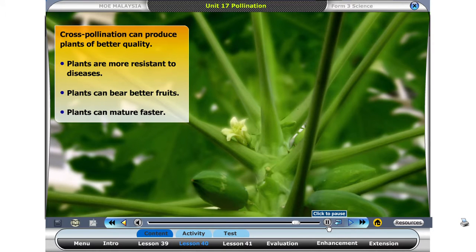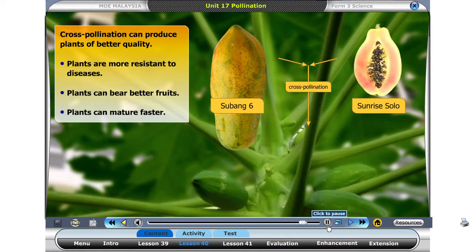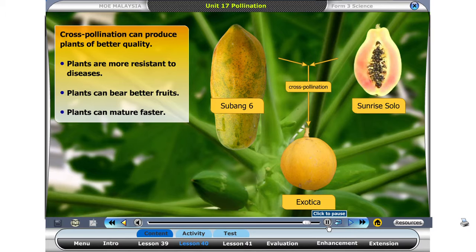Cross-pollination also produces plants of better quality. For example, the Subang 6 papaya, crossed with the Sunrise Solo papaya from Hawaii, produced the Exotica papaya, which has thicker and sweeter flesh. Some cross-pollinated plants are more resistant to diseases, bear better fruits, and mature faster.